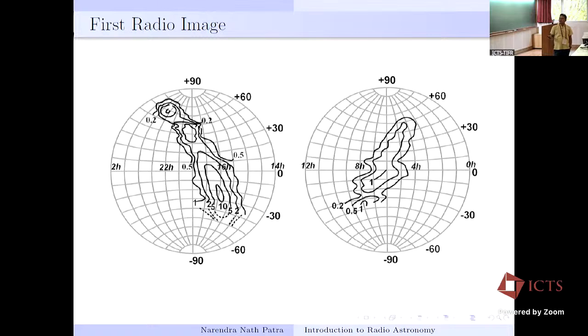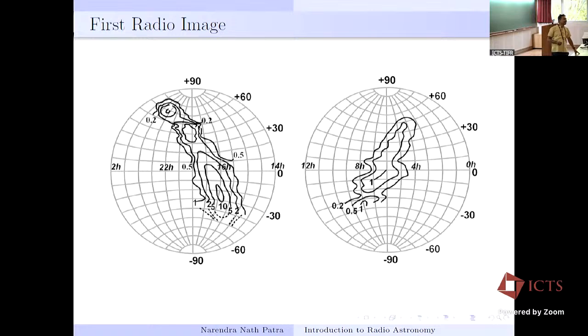So can anybody tell me what it could be? Grote Reber actually made a radio image using his antenna, looking in different directions and recording the intensity, how much power I am getting, right? And then depending on where you are looking, you can plot it in a chart, right? So this is how it looks. Does it ring any bell?